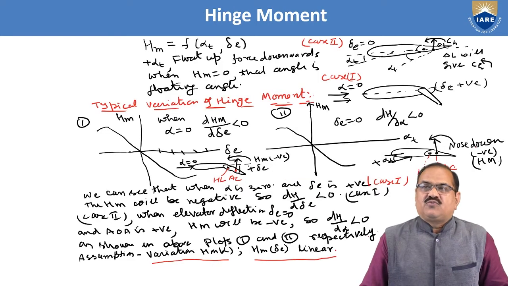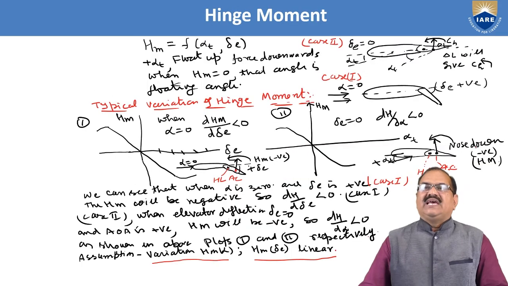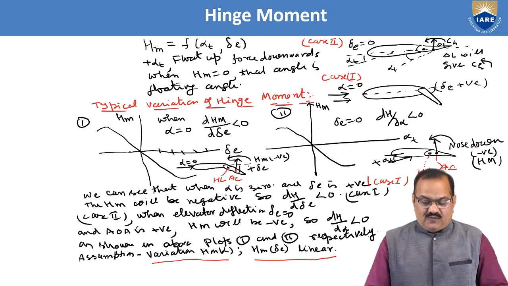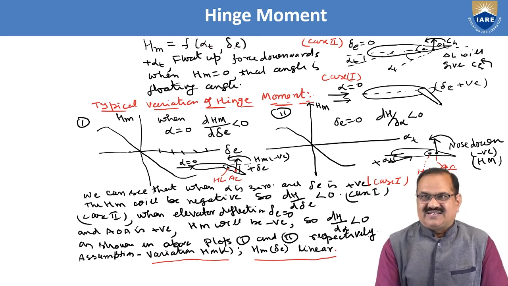Okay. So now I am going to discuss the hinge moment. What is the hinge moment and how are these things applicable? We know that the hinge moment is a function of alpha t and delta E. So what is alpha t? Alpha t is the angle of attack at the horizontal tail, and delta E is the deflection of the elevator.